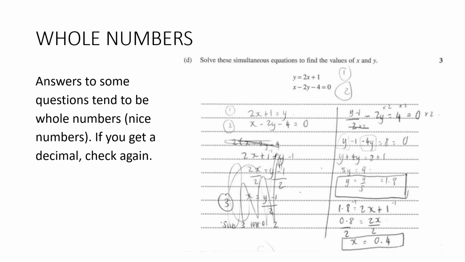Answers to some types of questions, like simultaneous equations, tend to be whole numbers or nice numbers. So if you get a decimal, it's worthwhile checking again. Here's an actual script of a student. Now, if I got down here to 1.8, I would have thought, that doesn't seem right. I might have another go at it. Even if you're getting all the way down to here, and you put 1.8 and 0.4 up into that second equation, it doesn't equal 0. So they actually are incorrect. Back to my earlier point, though, about showing working out, they are probably going to get 2 marks out of 3 there, because there must be an error somewhere in here, but then everything after that is correct.